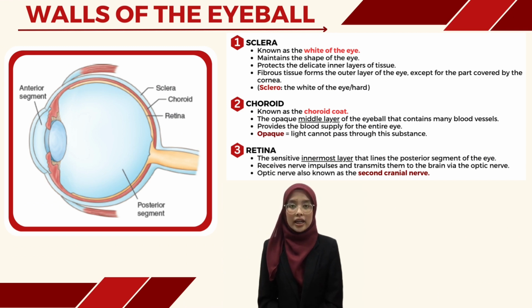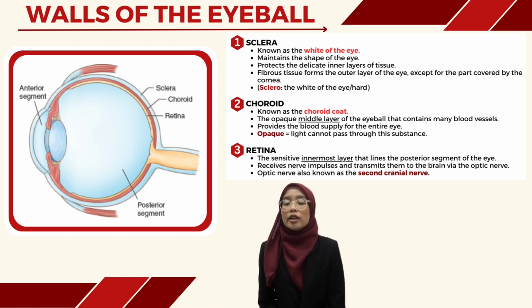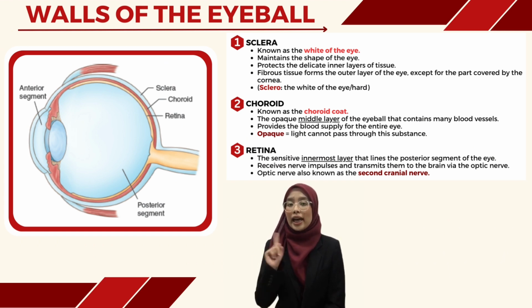The next layer of the eyeball is the choroid. The choroid is defined as the opaque middle layer of the eyeball that contains many blood vessels and provides the blood supply for the entire eye. The meaning of opaque is that light cannot pass through this substance.